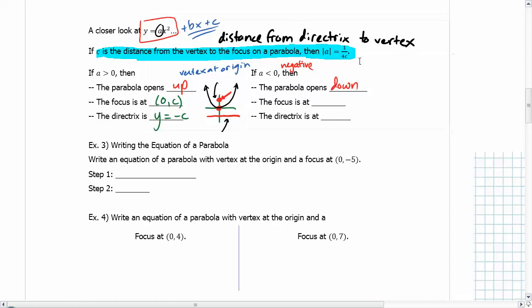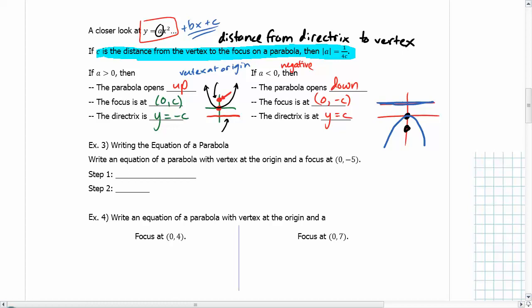Now, for the negative one, it's going to be completely opposite. So if it opens down when a is negative, the focus is at 0, negative c. Again, we have a parabola. That's my vertex. My focus is going to be at negative c. My directrix is going to be at y equals positive c, which is up here. Sorry, let me do that in blue. Up here. Now your parabola would look like this. Remember, again, it contains that point of the focus, and it goes away from the line, the directrix. Great. Okay, so moving on.